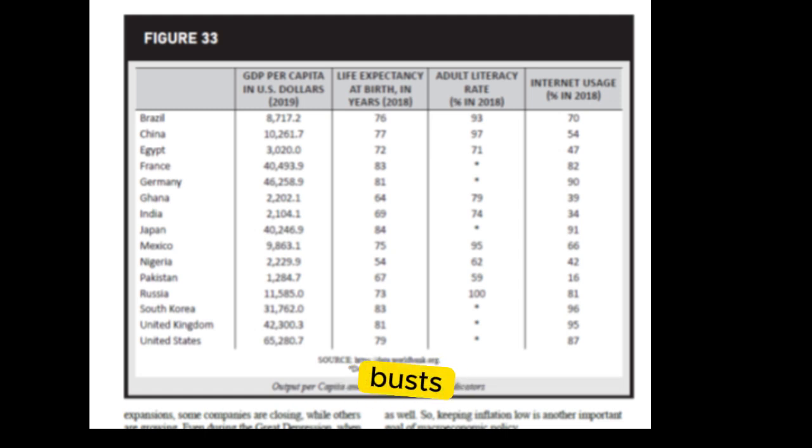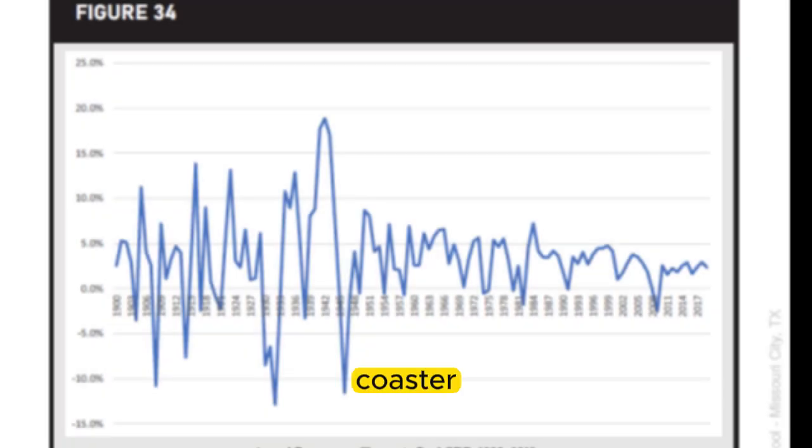The booms and busts, figure 34 shows that roller coaster, the business cycle, right? With those periods of expansion and contraction. Yeah, and understanding those cycles is key for policymakers because those downturns, recessions, have real consequences. People lose jobs, businesses suffer, it impacts everyone.